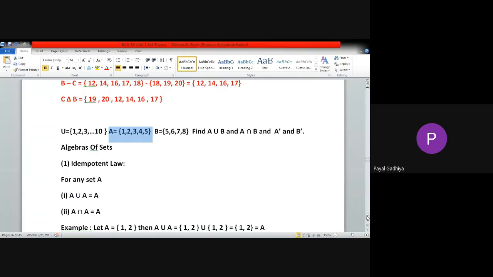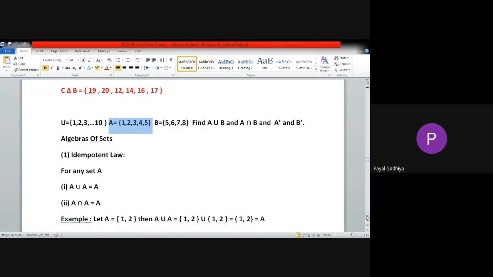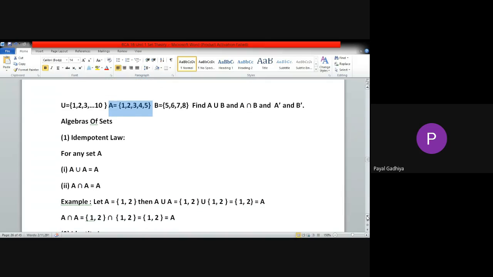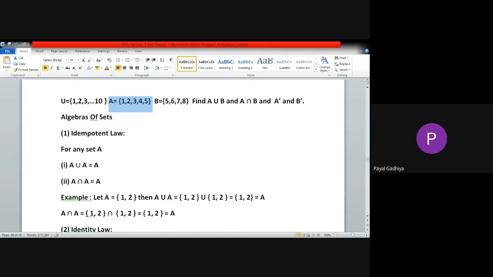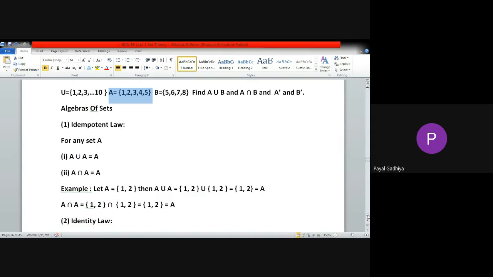Yes, ma'am. This is very easy to understand, but this can be difficult in our exam to remember it. So you have to put it in your mind that idempotent law is A union A is A and A intersection A is A. Here they have given one example of set A containing only two elements 1 and 2. A union A will be 1, 2, A intersection A will be 1, 2.